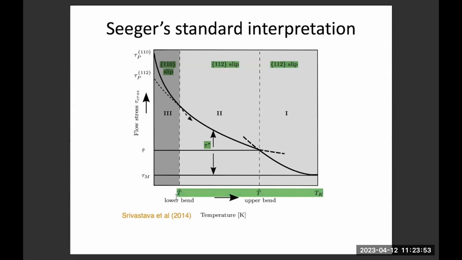So for low temperature, the critical resolved shear stress is high. That is why it's hard to activate this screw dislocation. But at stage 1, at high temperature, it's easier to activate the screw dislocation.